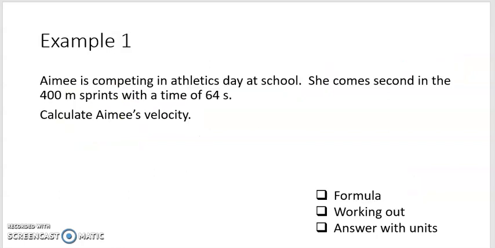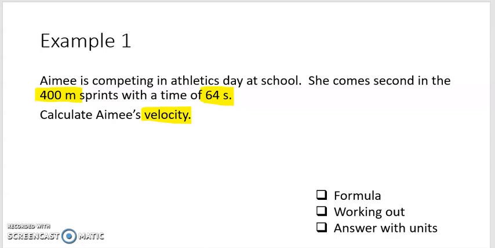Let's do an example. Here's an NCEA style question with achieved marks. When answering NCEA questions, you need to show your full working out, no matter how easy the question seems. So first thing I'm going to do is highlight the relevant information. So Amy is competing in the athletics at school. She comes second in the 400-metre sprints with a time of 64 seconds.